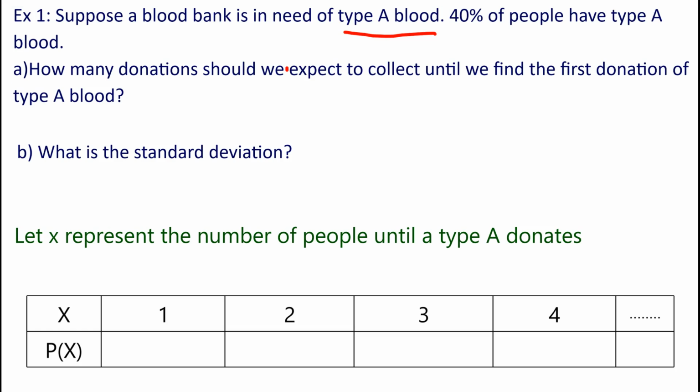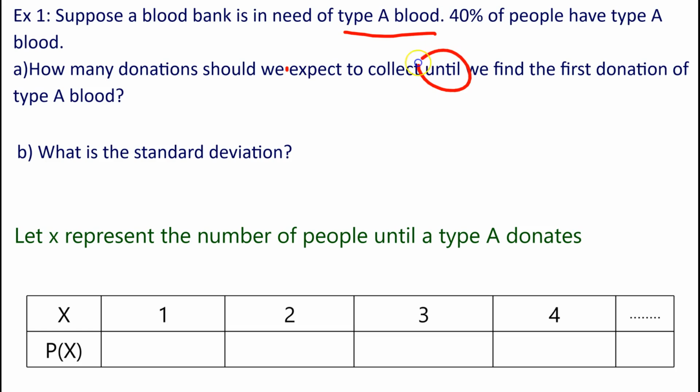A lot of the geometric random variables deal with blood donation problems, and so that's why I wanted to take a moment to go over that. So let's continue on with the problem. How many donations should we expect to collect until we find the first donation of type A blood?